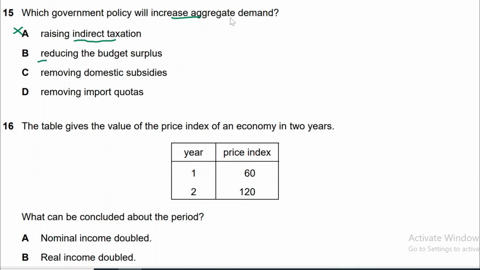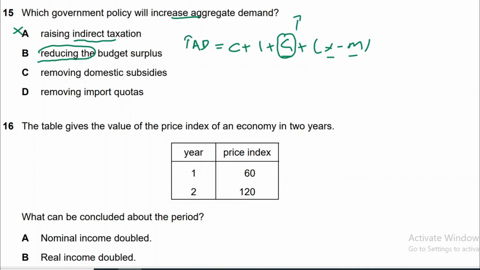Reducing the budget surplus means the government will be spending more and saving less. So the government has less income and more expenses. If it happens, then definitely increasing government expenditure is part of aggregate demand. The formula of aggregate demand is equal to C plus I plus G plus X minus M. Here C is consumption, I is investment, G is government spending, X is export, and M is import. Since government expenditure is part of aggregate demand, if it increases, then aggregate demand will also increase.